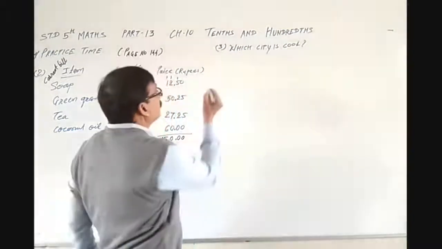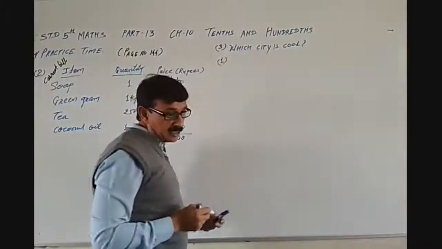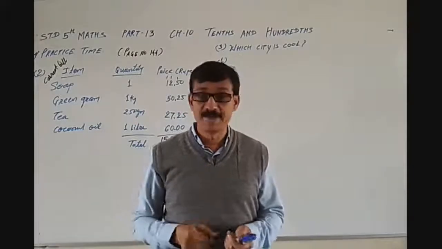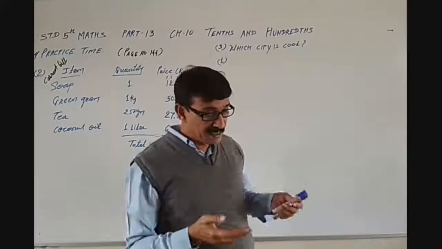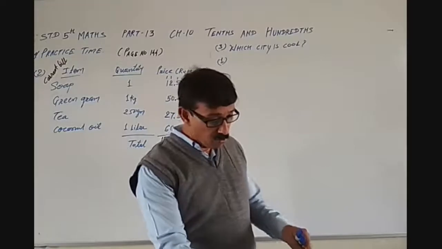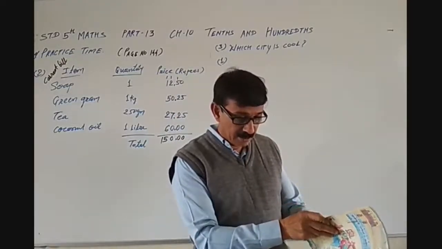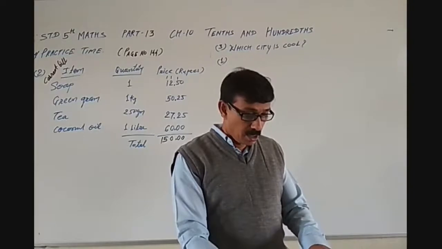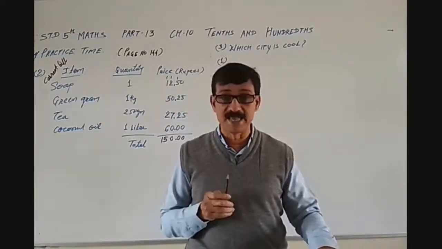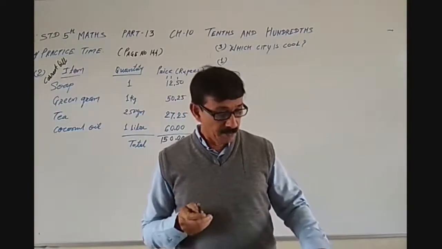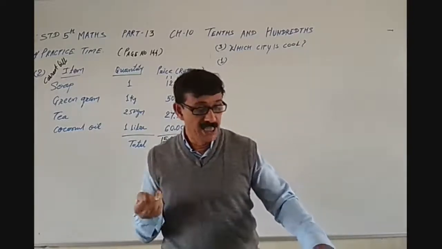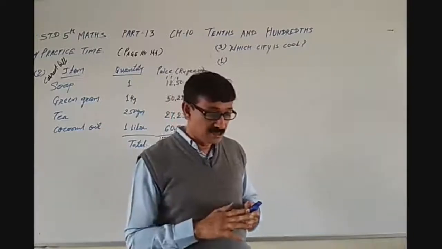So the first question is, which place had the highest temperature at 3 p.m.? Which place is the coolest at that time? Now look into that map. You can see Mumbai had the highest temperature at 3 p.m. and Srinagar is the coolest at that time. So the answer should be like that.